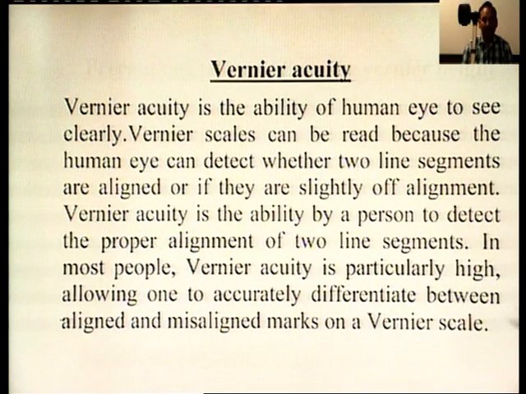Vernier accuracy. Vernier accuracy is the ability of the human eye to see clearly. A vernier scale can be read because the human eye can detect whether two line segments are aligned, or if they are slightly off alignment. Vernier accuracy is the ability of a person to detect the proper alignment of two line segments. In most people, vernier accuracy is particularly high, allowing one to accurately differentiate between aligned and misaligned marks of a vernier scale.